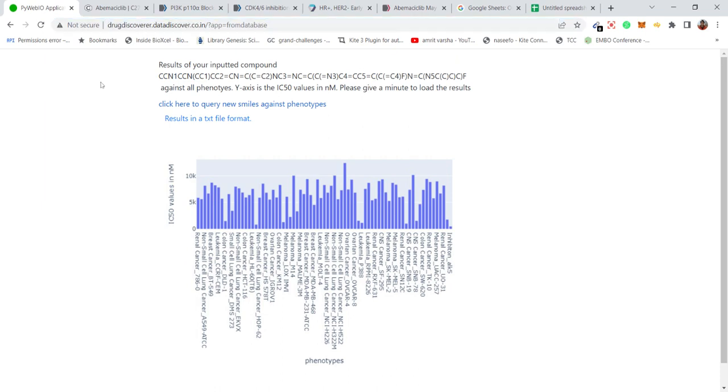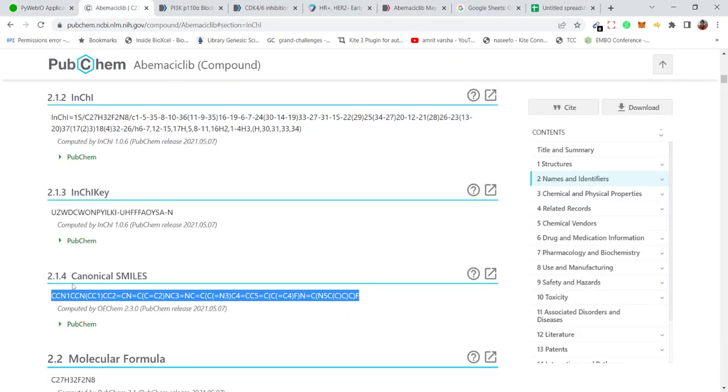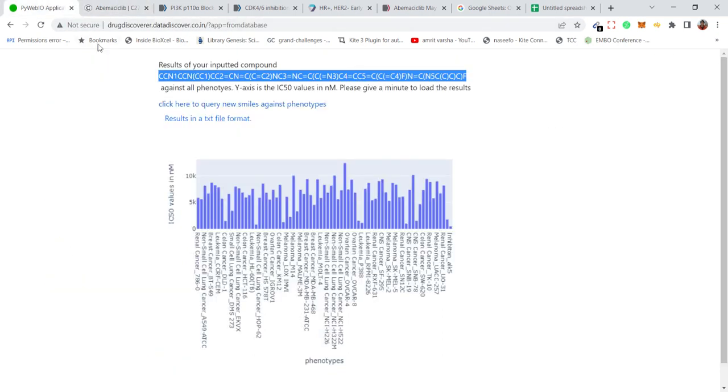Data Discover shows this result, and how we got the result you can see in the previous videos. You just have to input the simple SMILES of this, the SMILES which we have taken from PubChem, right? And then these are the IC50 values in nanomolar against 75 different cell lines. We can see that the IC50 values are lower in some cell lines and higher in others. Where it is higher, that means the cell line is drug resistant, and where it is lower, that means the cell line is sensitive.